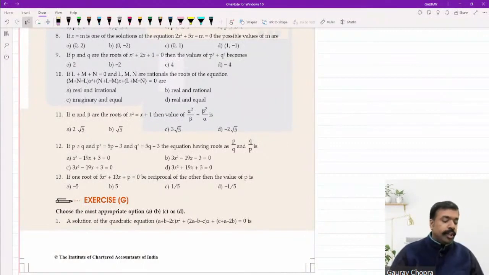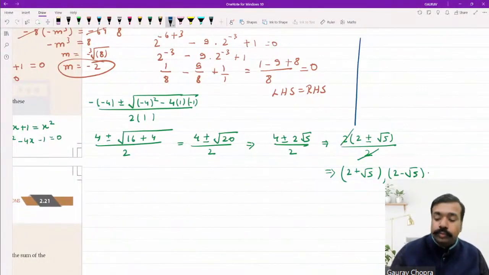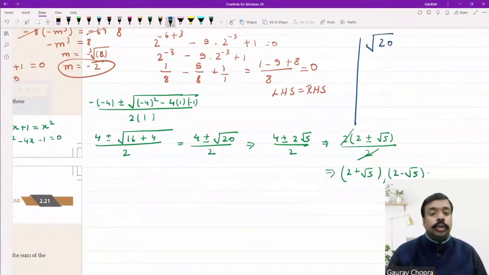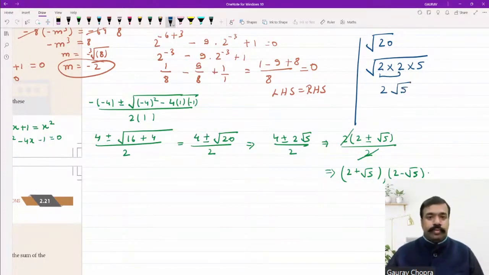Okay, Shifa says, from where did 2 root 5 come? Let me explain this also. Root 20: we have written it as 2 into 2 into 5. So from here, 2 can be taken outside, so it becomes 2 root 5. This is the common doubt for Shifa, Karishma, Tamiz, and I think others also. So it's clear: root 20, we can do the factors, and the factors are 2 multiplied by 2 multiplied by 5, and it becomes 2 root 5.